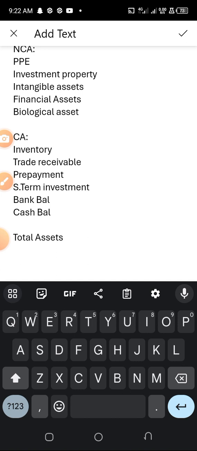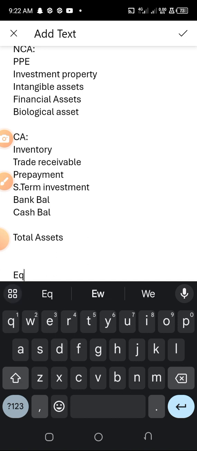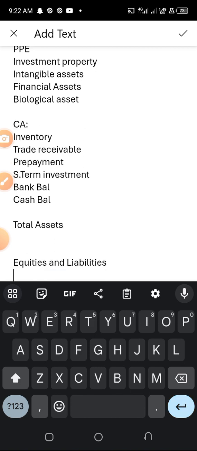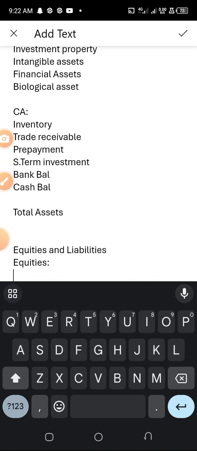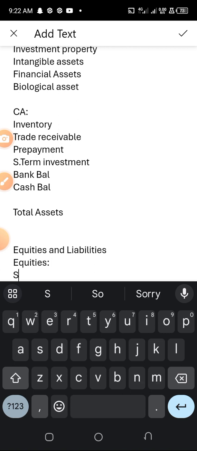After your assets, you go to what we call equity and liabilities. Under this one, we treat all equities first. So what are the components of this equity? The first one is share capital. Please don't forget to always put your naira sign in front.